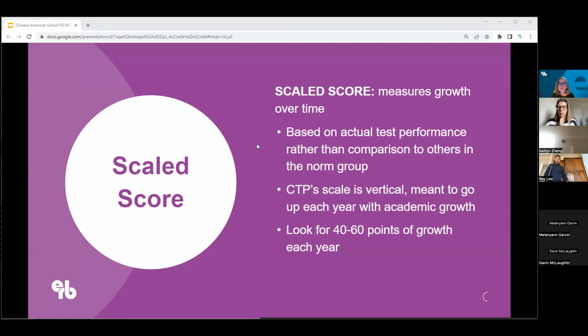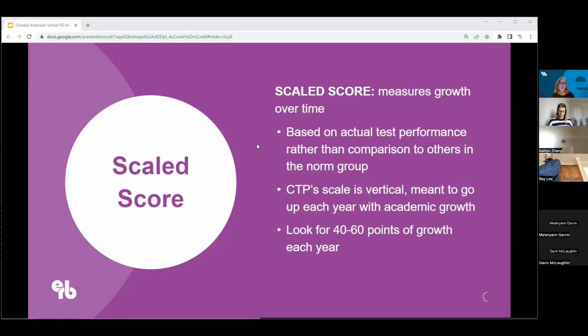So scaled score is a score that you will see, and the purpose of a scaled score is to compare your student's score to other groups of students. It also allows us to measure growth over time. We are norm referenced assessments, and we'll talk a little bit about that in a few moments, but all norm referenced assessments start with a scaled score. The scaled score is based on actual test performance, and it is also a vertical scale. So it's meant to go up each year as a student is demonstrating their academic growth.